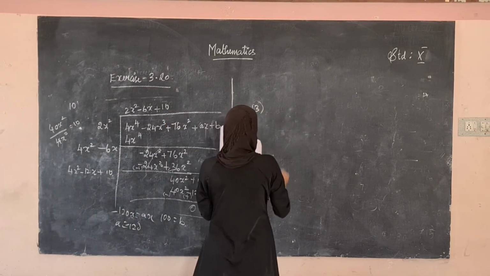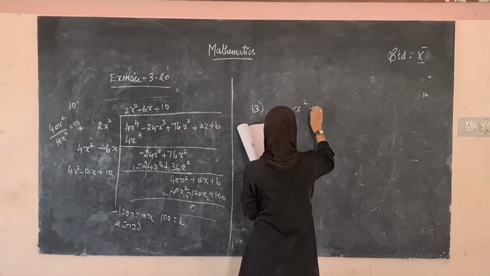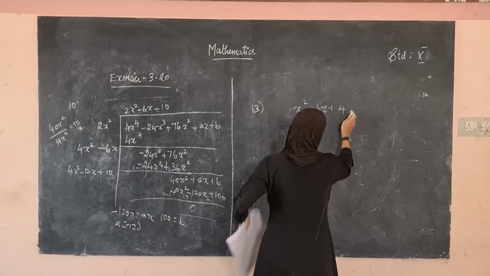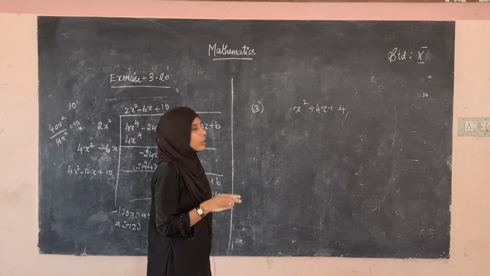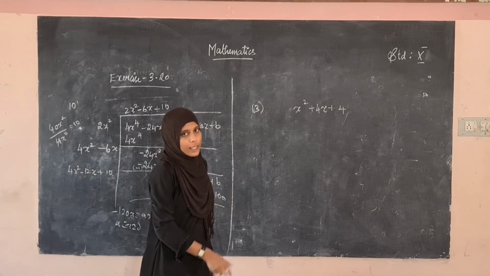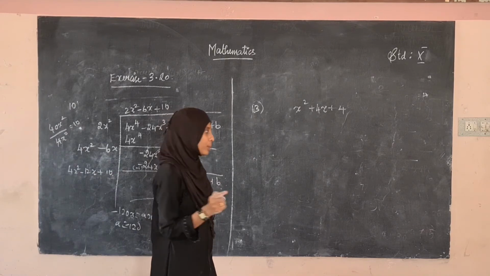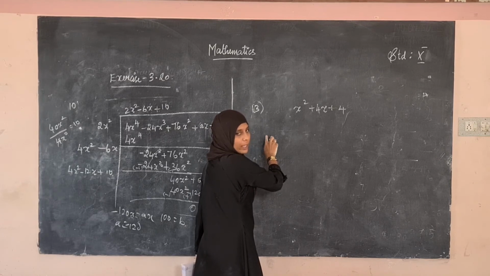Question number 13. The number of points of intersection of a quadratic polynomial x square plus 4x plus 4 with the x-axis. So at first we have to find the roots. How many roots are there? You have to find the roots, mark them on the x-axis, then find the points of intersection.